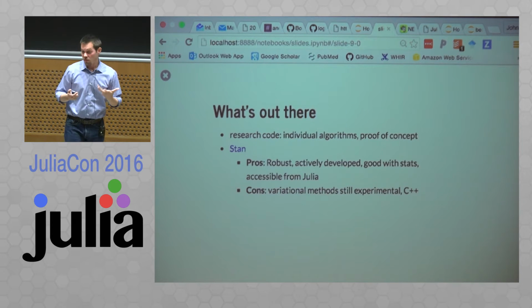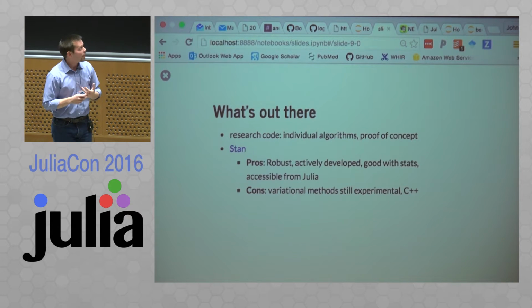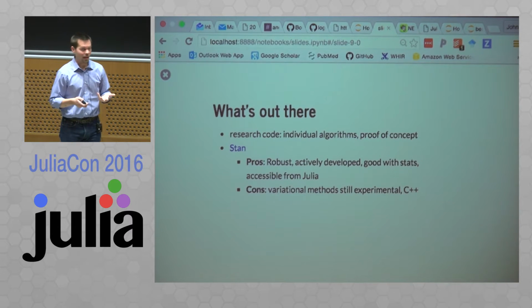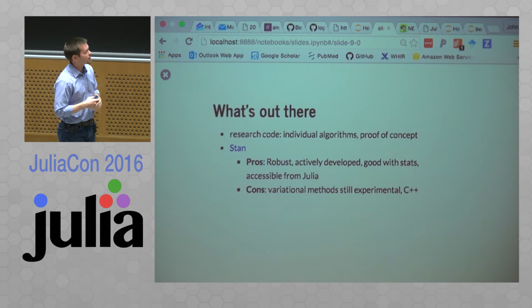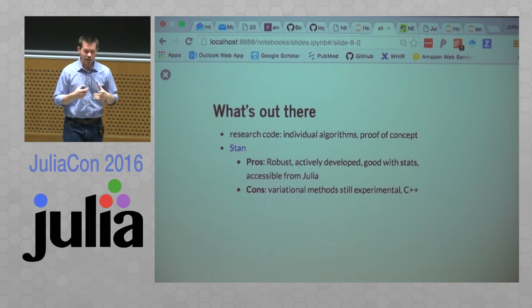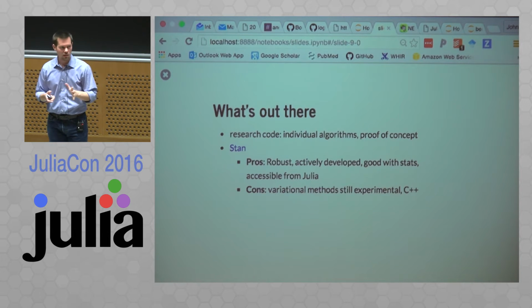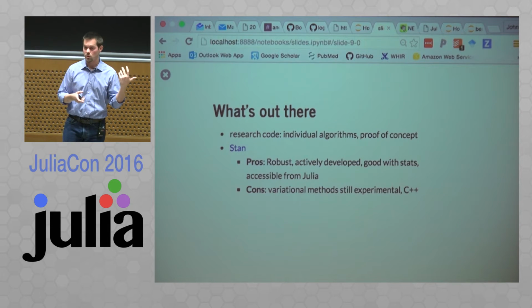So there's a fair bit of stuff out there. So you might say, well, why in the world would you spend all this time making this package? So like I said, this is in Stan, and I think Stan is a great package, and they have a really good development process. It's accessible from Julia, it's accessible from R and Python and all these other things. The variational methods in it are still experimental. I think as of a few weeks ago, you had to do the command line version, and you were fairly locked in, and that's because this is part of their research.